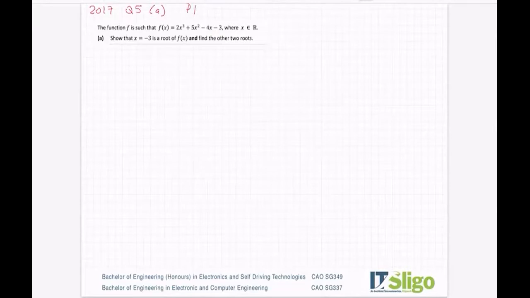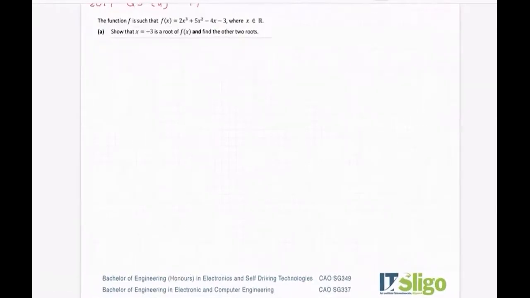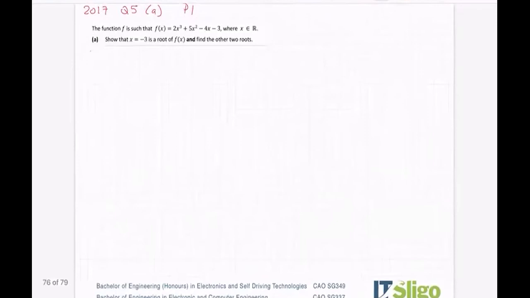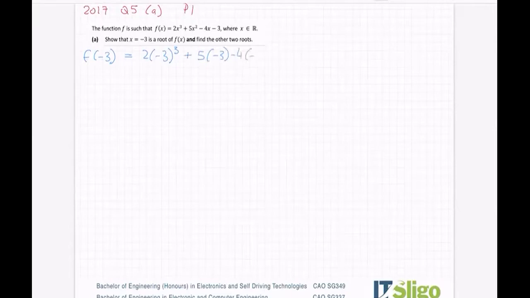So I first of all have to show that that is a root. So I'm going to sub it in. So I'll have 2 times minus 3 cubed plus 5 times minus 3 minus 4 times minus 3 minus 3. Okay, and if you put all of that into a calculator, you need the brackets to make sure that your signs go well.